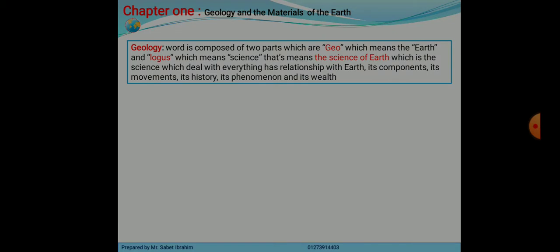The word geology is composed of two parts: geo, which means the earth, and logos, which means science. That means the science of earth, which is a science that deals with everything that has a relationship with earth, its components, its movements, its history, its phenomena, and its wealth.